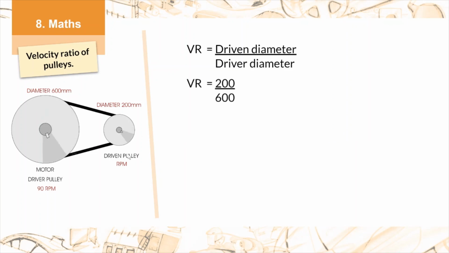Looking at the diagram, the driven has a diameter of 200 millimeters, and the driver has 600, so 200 over 600, which is 1 over 3. If we work it out, get rid of the noughts, 2 over 6, and then halve them both, which gives us 1 over 3, a 1:3 velocity ratio. So for every one turn of the large one, the small one, the driven, goes 3 times around.